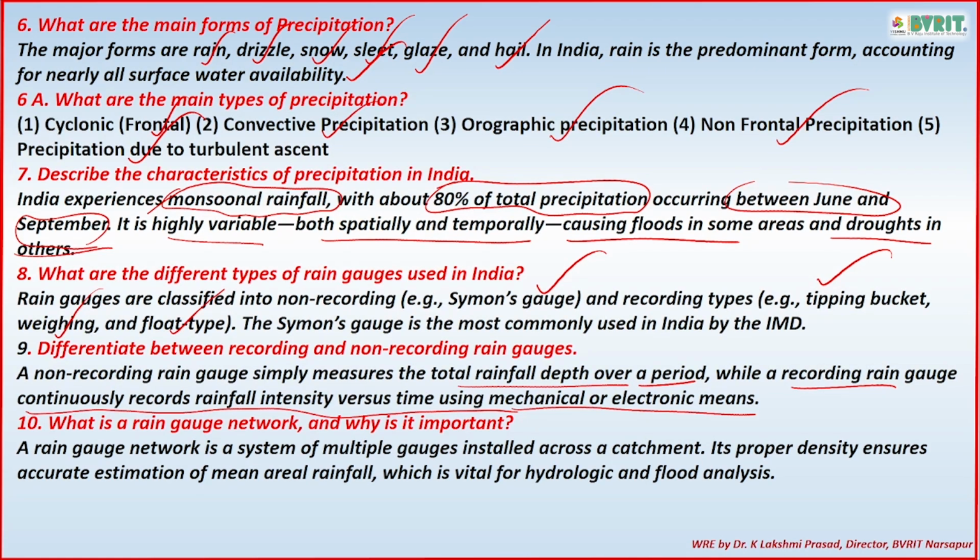What is a rain gauge network and why is it important? A rain gauge network is a system of multiple gauges installed across a catchment. You take a particular district, a catchment area, and the number of rain gauges installed in the catchment is what we call a network of rain gauges. Its proper density ensures accurate estimation of mean areal rainfall, which is vital for hydrologic and flood analysis.